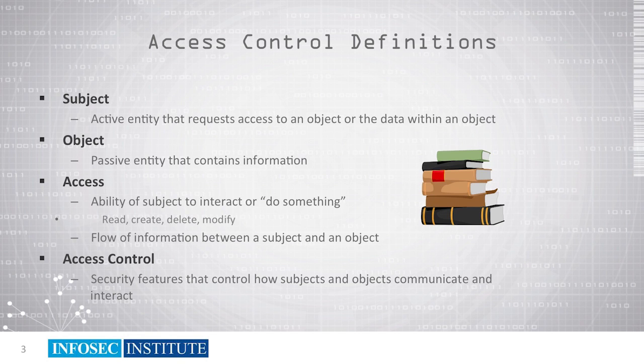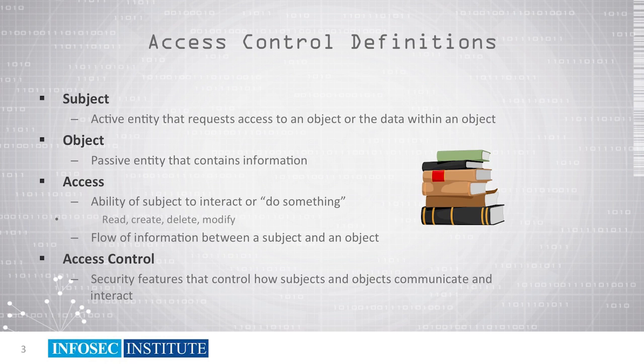Access is the ability of the subject to be able to perform some type of interaction with objects. This interaction could be reading data, writing data, deleting data, or modifying data. Access also relates to the flow of information between subjects and objects.